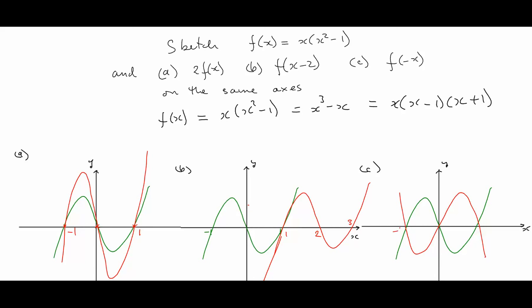Again, you need to put in the values where it crosses the x-axis, which haven't changed, in fact, minus 1, 0 and 1. Put 0 there if you wish.